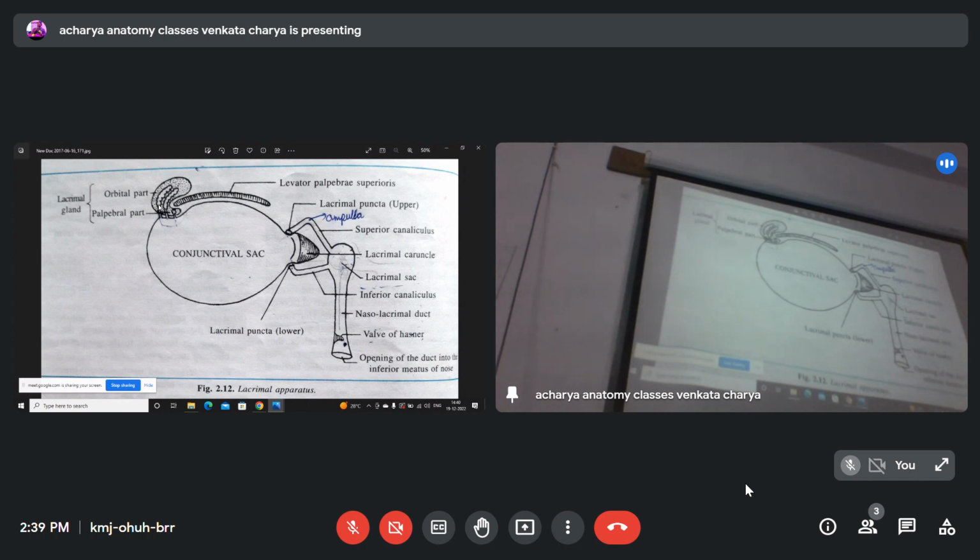Next, the superior canaliculus. The superior canaliculus has two parts: number one, the elevated part, and number two, the depressed part. In between the elevation and depression there is an ampulla. Ampulla means bend. That is the superior canaliculus. Okay, are you getting it?